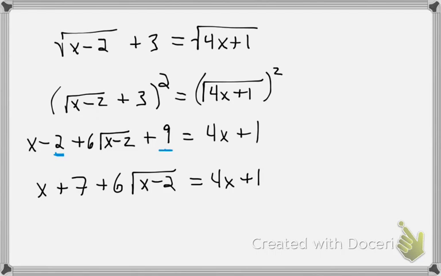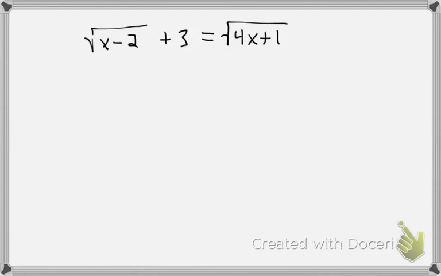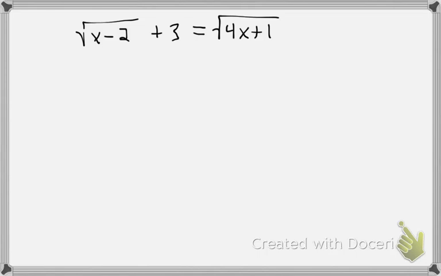Go all the way back to your original equation, which at this point you may have forgotten what it is, so here it is, because I'm going to copy and paste. So we go back to our original equation, square root of x minus 2 plus 3 is equal to square root of 4x plus 1. Who do you want to check first? Okay, bold, let's do it.